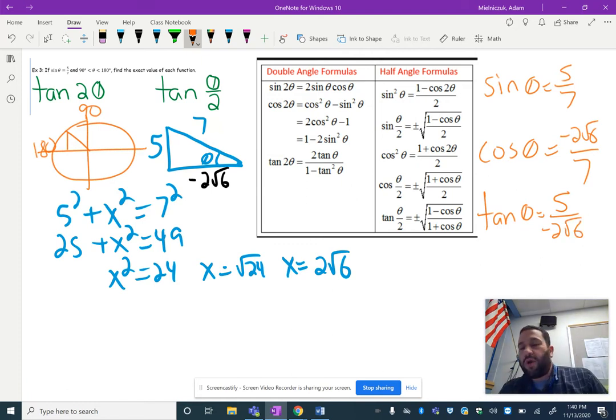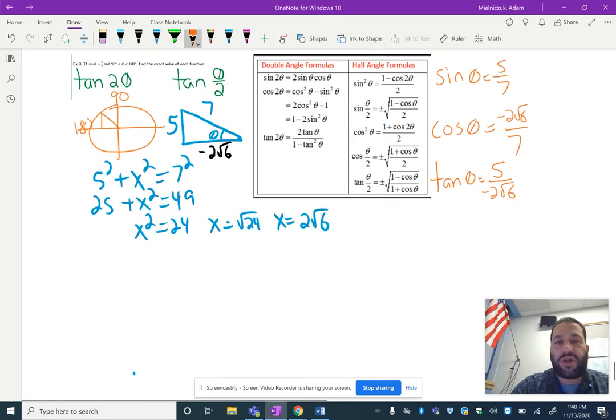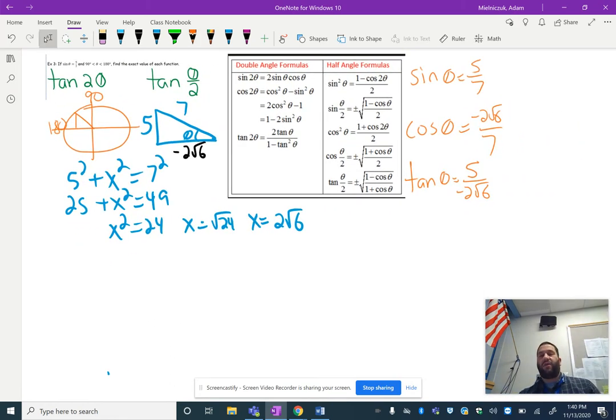Okay, so what we're going to do from here is I'm going to show you how to fill in the equations for the double angle of tangent and the half angle. And then we're going to stop the video and I'm going to give you all the work so that you can look at it at your own pace.